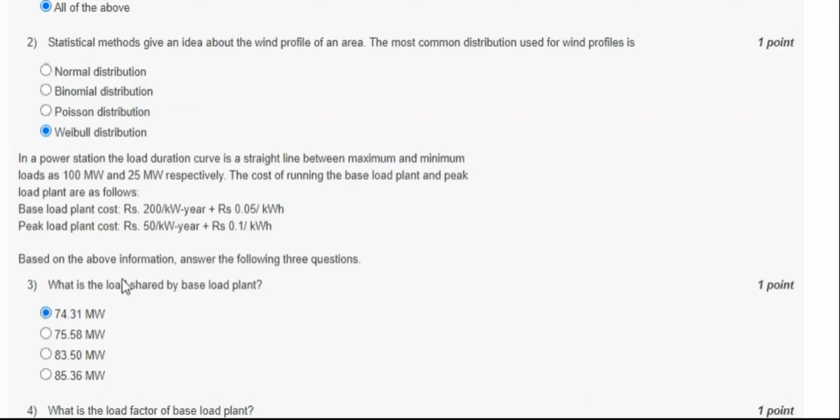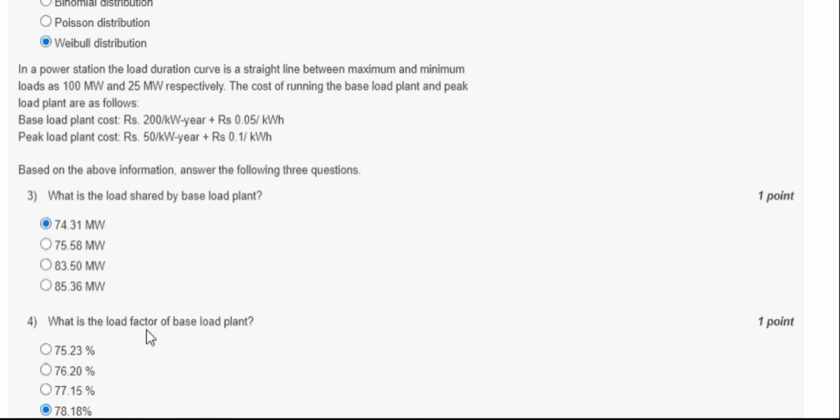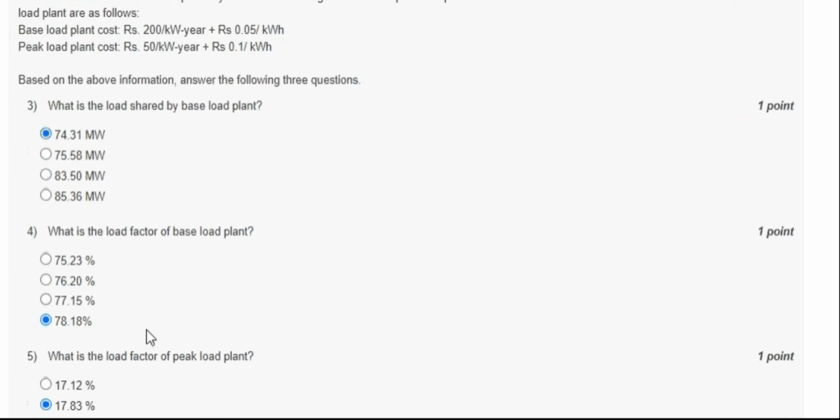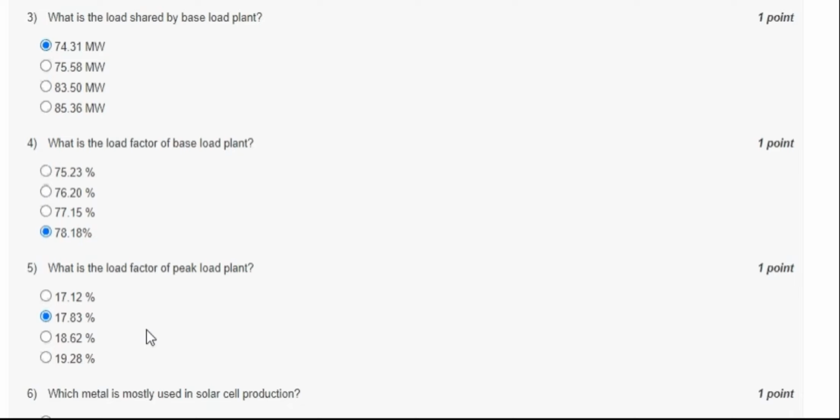So what is the load shared by the base load plant? 74.31 megawatt. So if we calculate, you will get the answer 74.31 megawatt. What is the load factor of the base load plant?